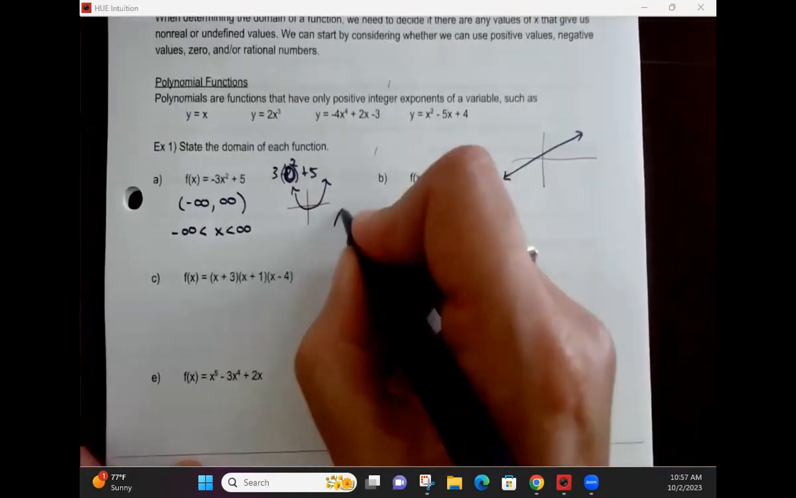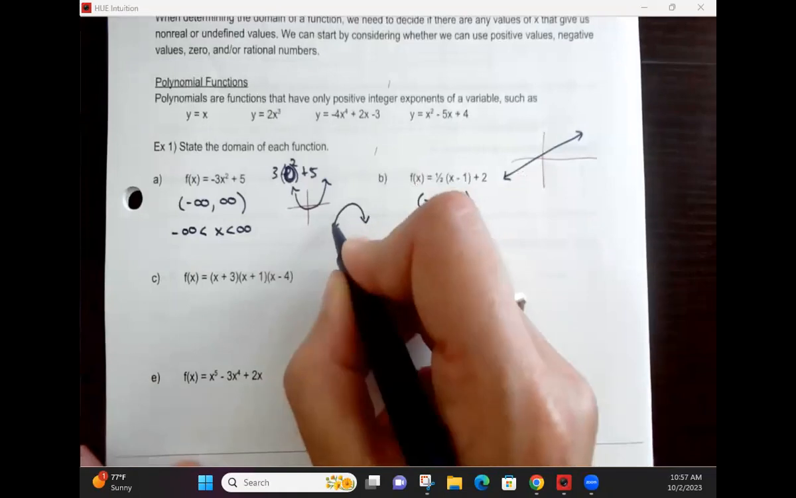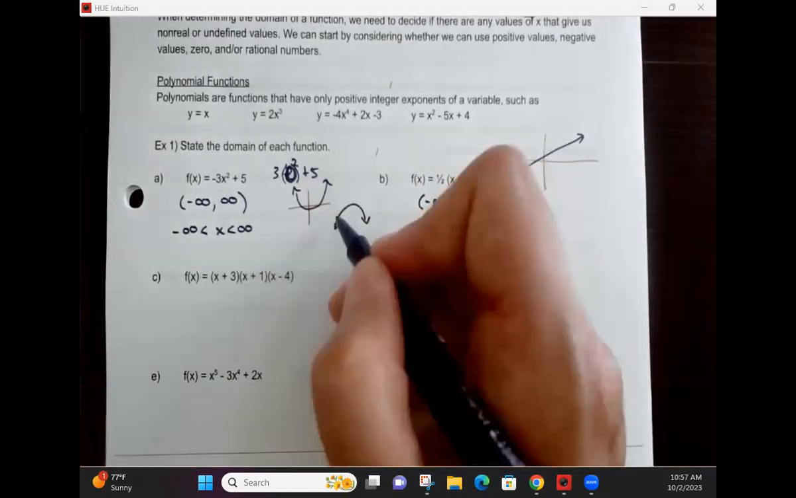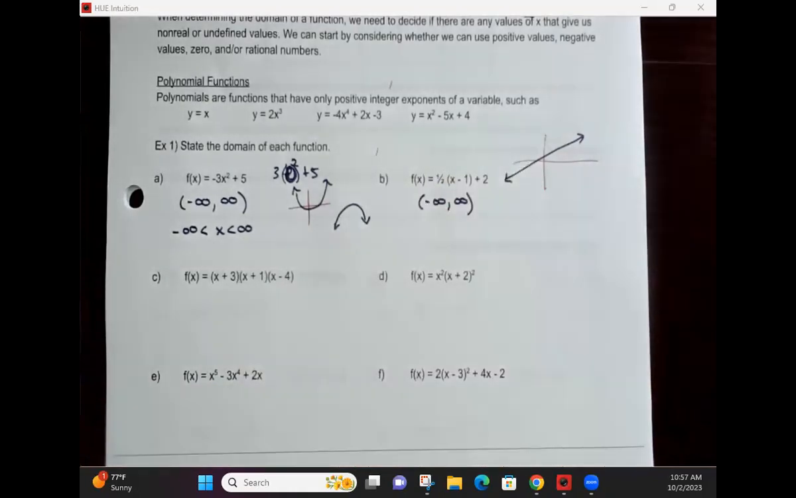Even if I'm talking about a parabola that's flipped upside down, we're going to go forever this way. We're going to go forever this way. So I get all the positive x's and all the negative x's and 0. Fractions are okay. We get all the values back. Everything's fair game.